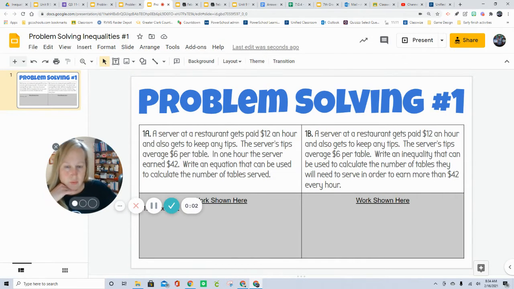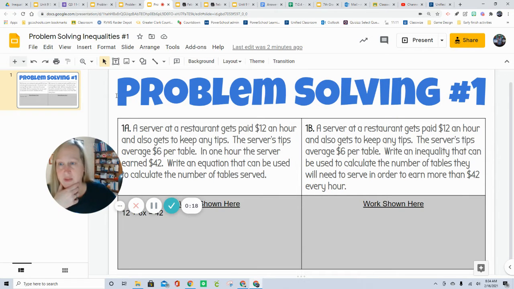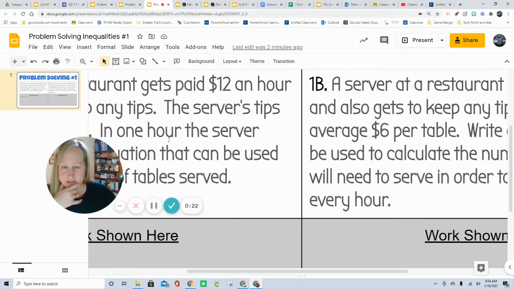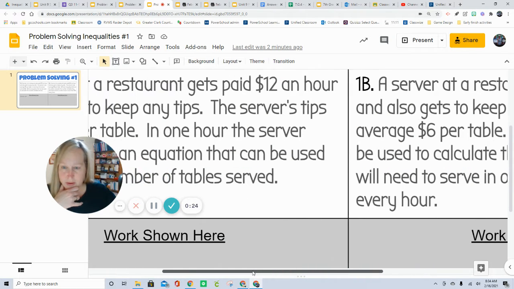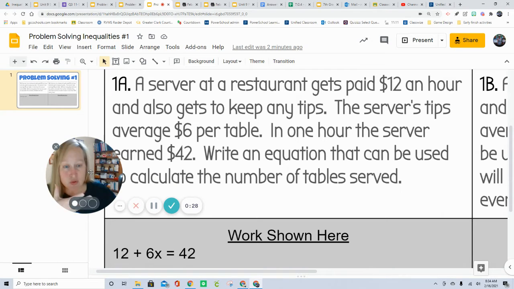Okay, today we are going to work on solving inequalities from real-world situations. This is one that does happen when you go to a restaurant. If you are ever a server, servers make more money because they have more tables and get extra income. In case you did not know, servers get paid a certain amount per hour. It's usually not minimum wage, but they can increase their wage per hour by tips.